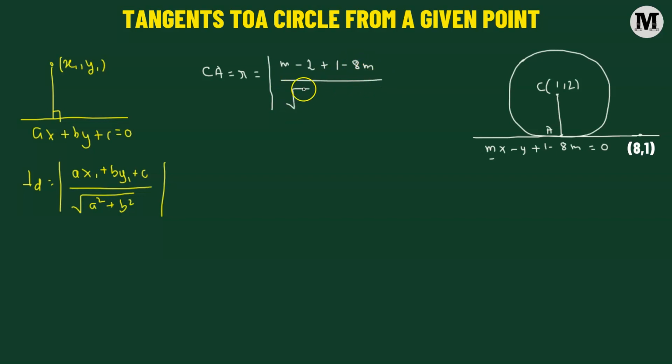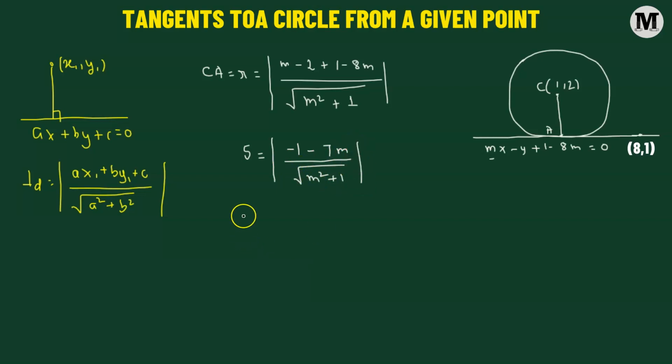Divided by the square root of, we'll have to take the coefficient of x, so that's m, square it and add it to the square of the coefficient of y. So negative 1 squared will be positive 1. Radius, we have already obtained, this value is 5. So 5 will be equal to the absolute value of negative 2 plus 1, that will be negative 1, m minus 8m, so that's going to be negative 7m, divided by square root of m squared plus 1.